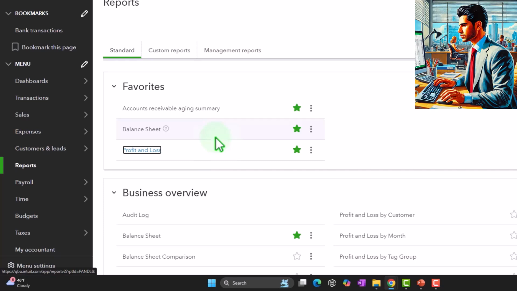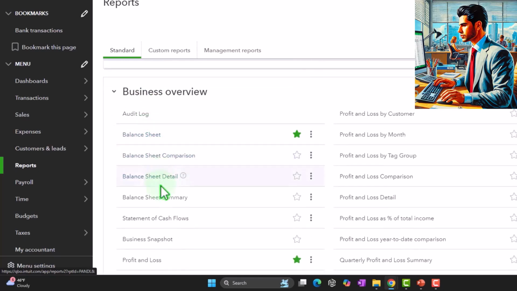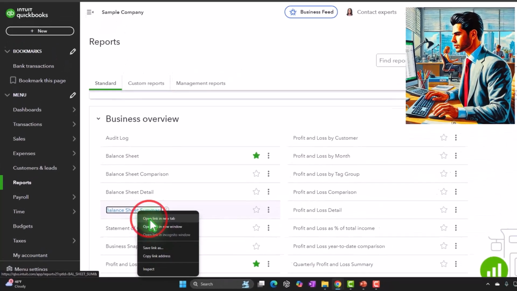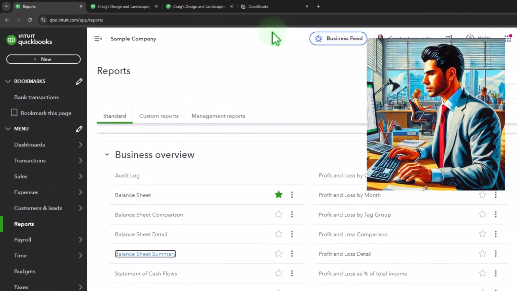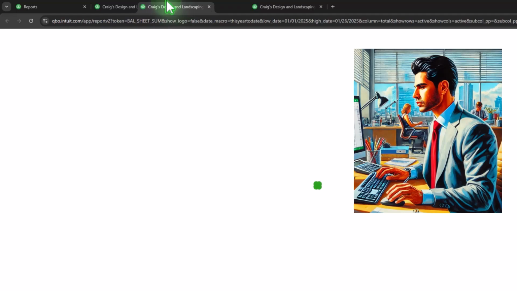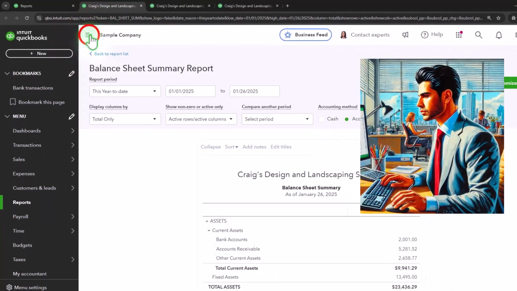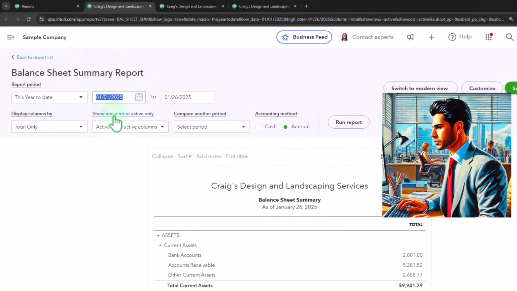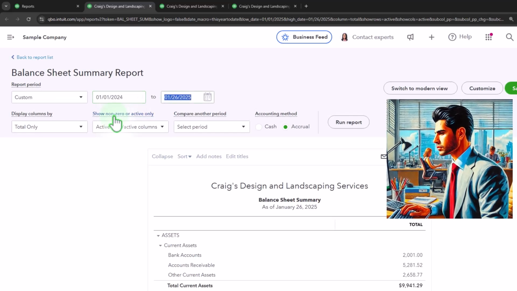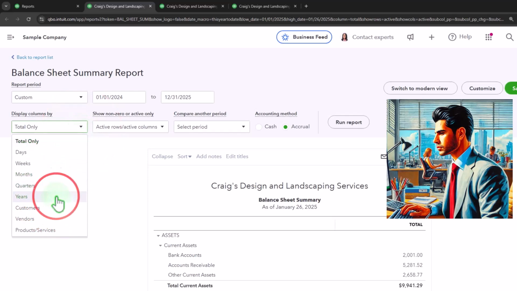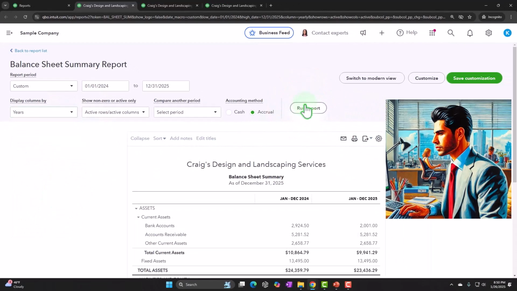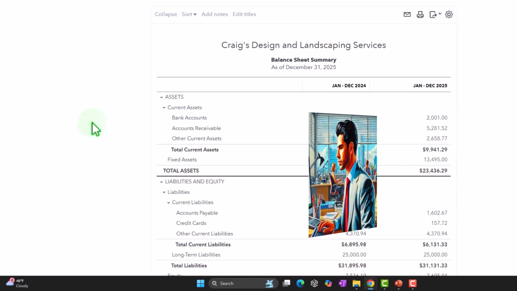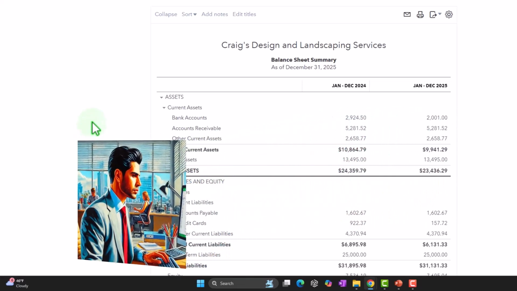Now, I just want to point out quickly, before we get into the standard balance sheet, that there is the summary balance sheet down below. So let's open that one up. I'm going to right click and open that in a new tab. This is going to be our summary balance sheet. I'm going to put that in the middle here, and let's close up the hamburger menu, and I'll change the range to the same: 010124, tab, 123125, selecting the drop down to see it in years, running it. So now we have a similar process with the summary type of balance sheet.